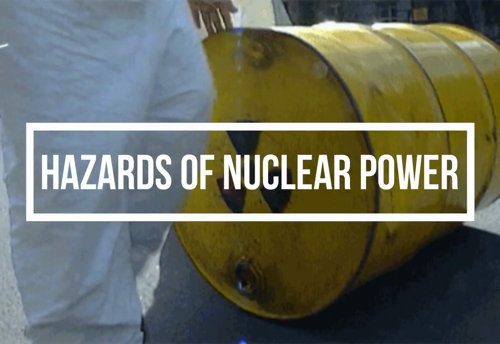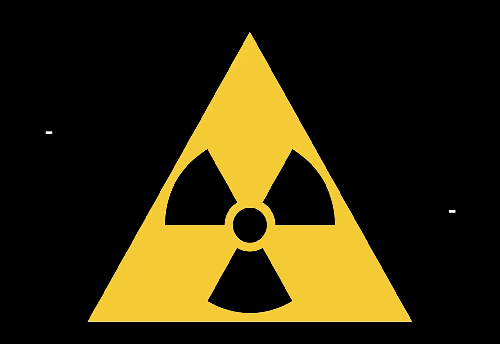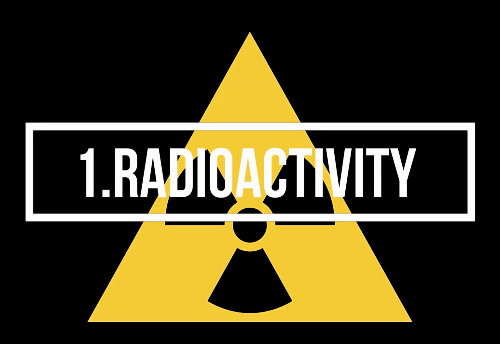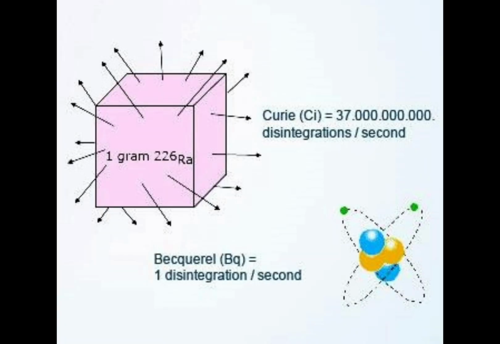The hazards of nuclear power. Number 1. Radioactivity. Radioactivity is measured in curies in the old days, now changed to becquerels in the SI standard. 1 gram of pure radium-226 gives off 1 curie per second, approximately 37 billion spontaneous disintegrations into particles and radiation.